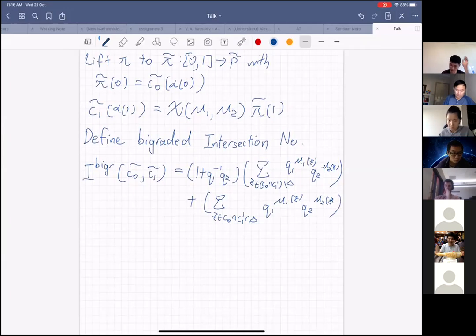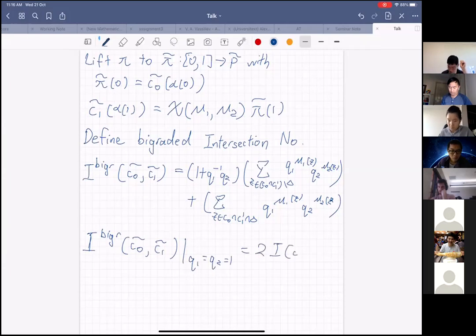Okay, and then the relation between this and the original one, of course you have to show it, but I will tell you the property first. If you set all your Q1 and Q2 to 1, it is actually 2 times the original geometric intersection number. Any question? If not, I want to go into the example of computing this local index. No question?